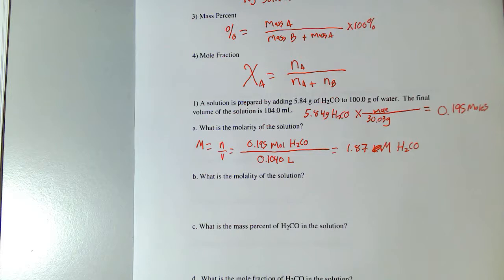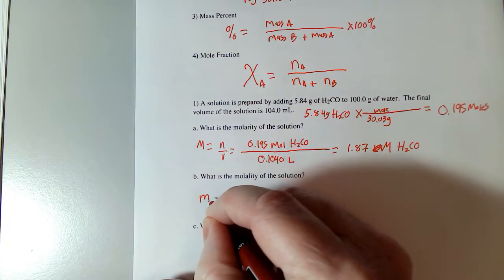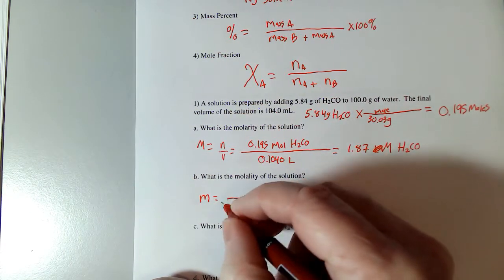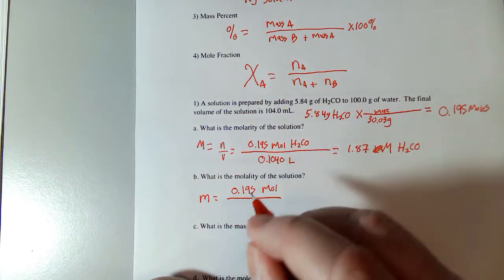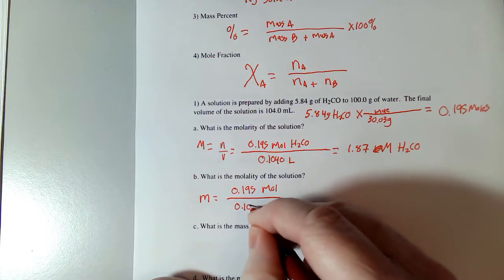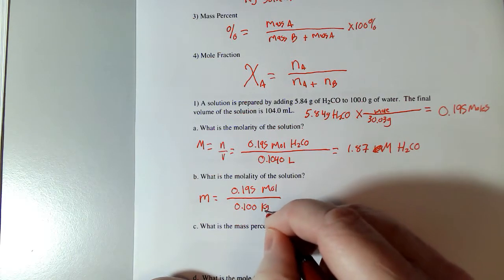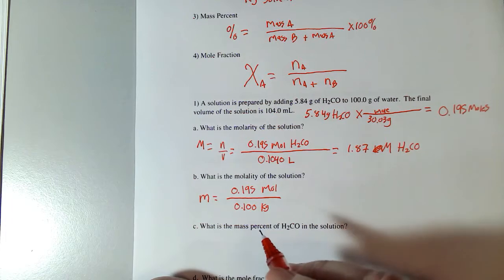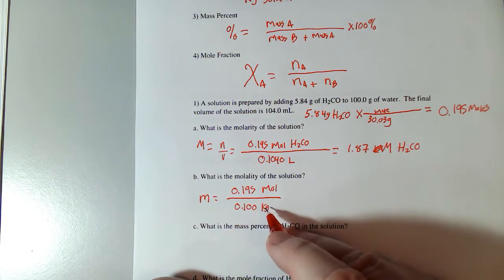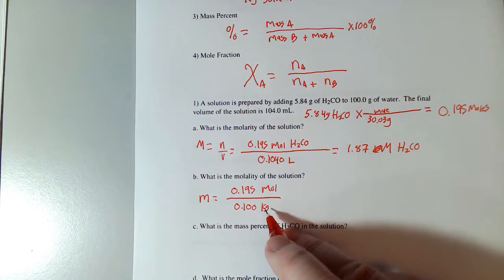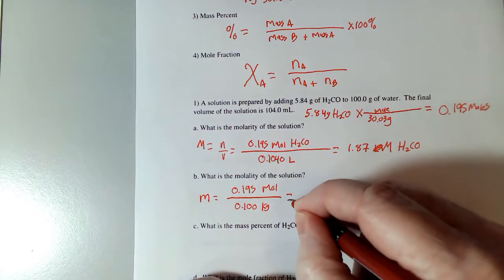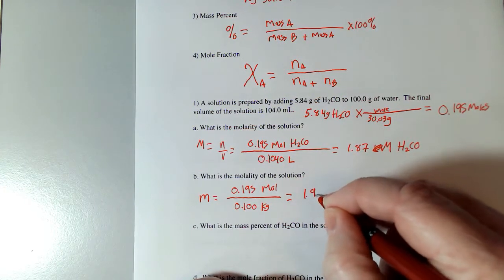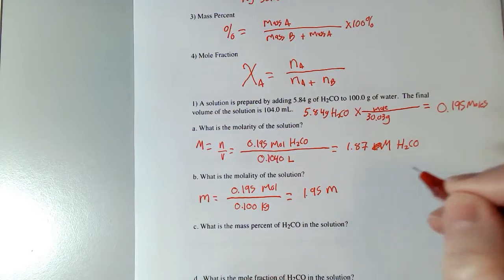Okay. The molality, m, is 0.195 moles. Now, I'm going to divide by 0.100 kilograms. Now, what have we got going here? It's just the solvent, okay, not the total solution. So that was the 100 grams of water. And that is 1.95 molal.